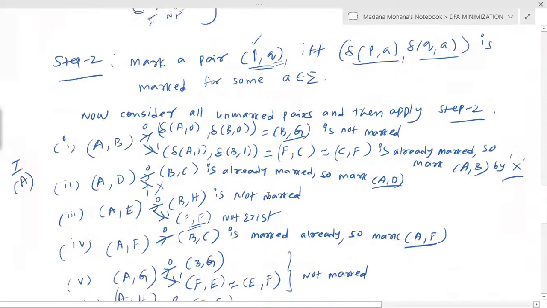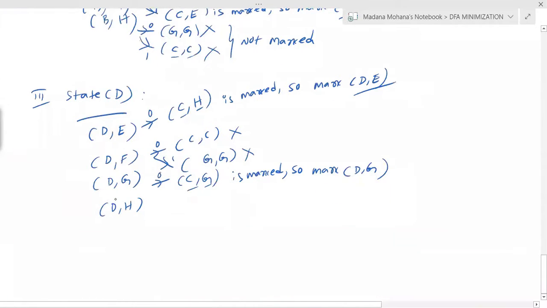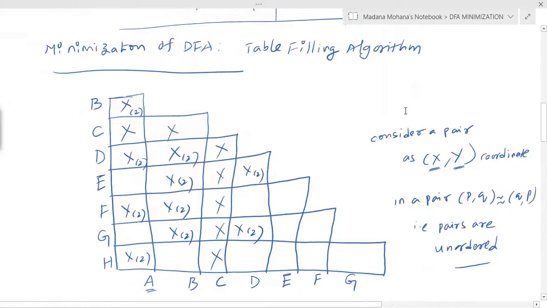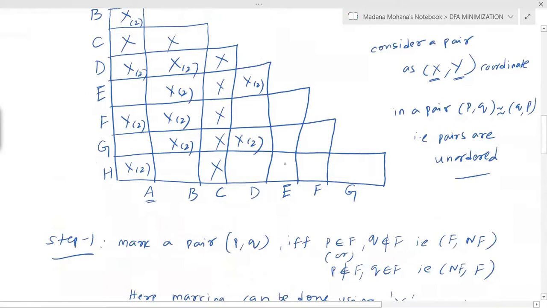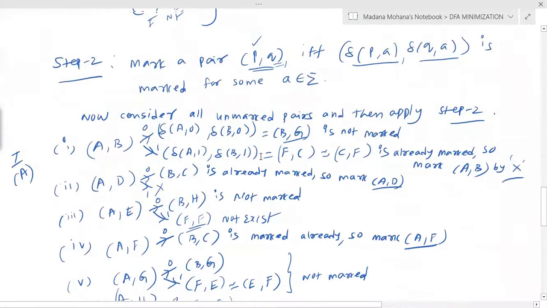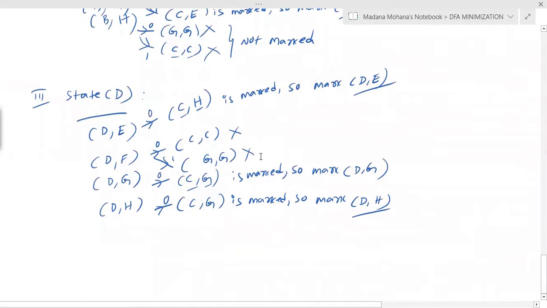Then the D to H combination. Next, D to H on 0. Again here you will get the same C comma G, which is marked already. So mark the D comma H pair. Now you have to mark D to H. Now coming to E combination. For E combination we have EF, EG, EH. 3 pairs are there. Then state E.